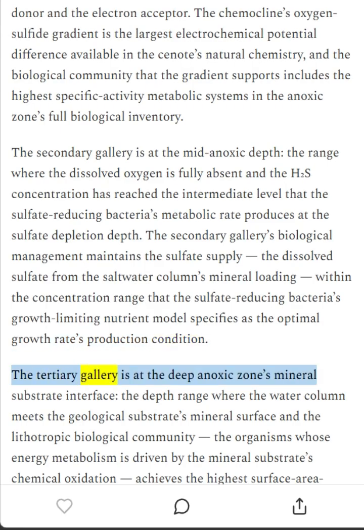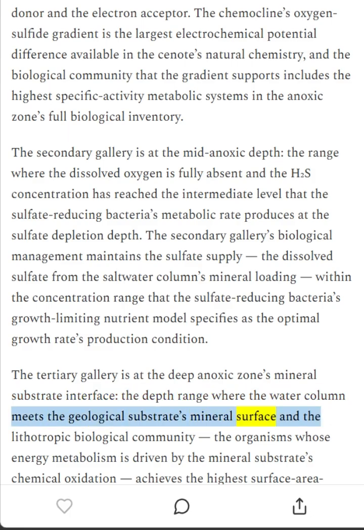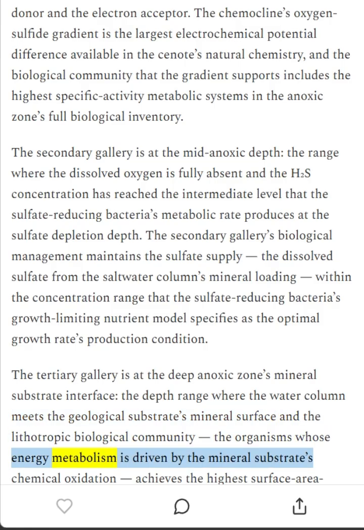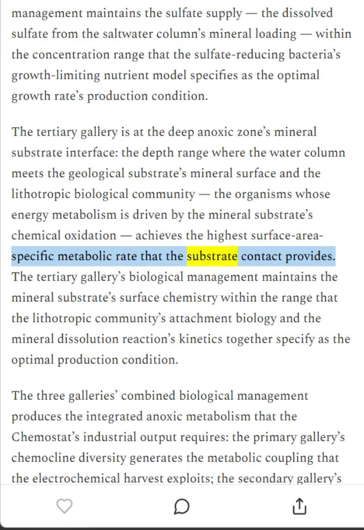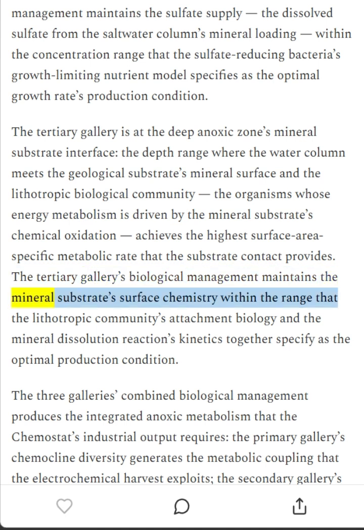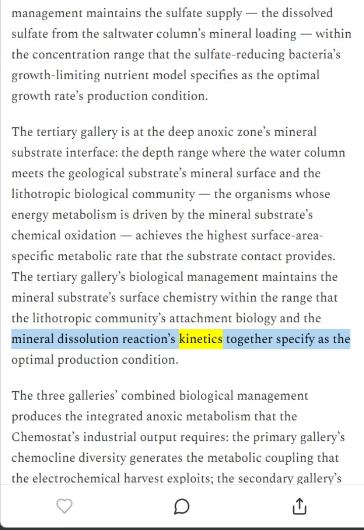The tertiary gallery is at the deep anoxic zone's mineral substrate interface, the depth range where the water column meets the geological substrate's mineral surface and the lithotrophic biological community, the organisms whose energy metabolism is driven by the mineral substrate's chemical oxidation, achieves the highest surface area-specific metabolic rate that the substrate contact provides. The tertiary gallery's biological management maintains the mineral substrate surface chemistry within the range that the lithotrophic community's attachment biology and the mineral dissolution reactions' kinetics together specify as the optimal production condition.